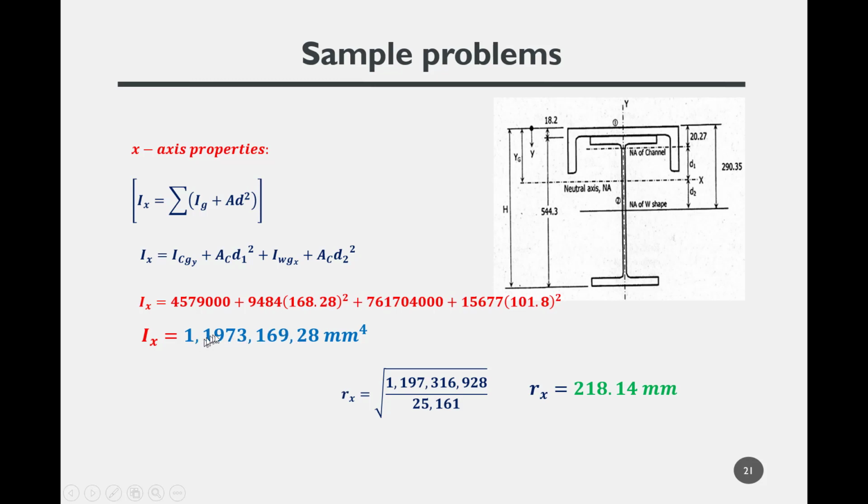That is 1.19 or 1.2 times 10 to the 9, di ba? 1 2 3 4 5 6 7 8 9. So 1.2 times 10 to the 9 power millimeter to the 4th. So mali yung given niya. So we have the radius of gyration is square root of this one. O, pero dito tama, di ba? Namali lang doon ng pagkokoma. So, makukuha natin yung Rx natin ay 218.14. So, you have to check that.